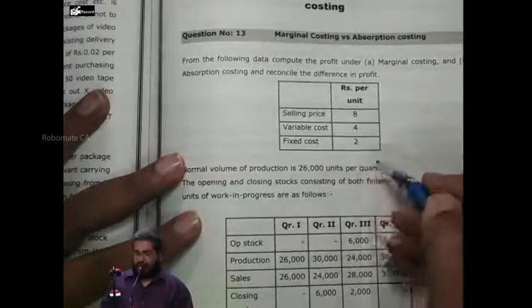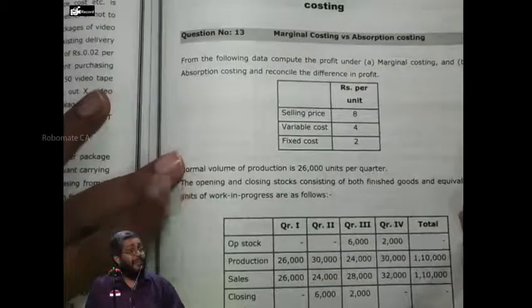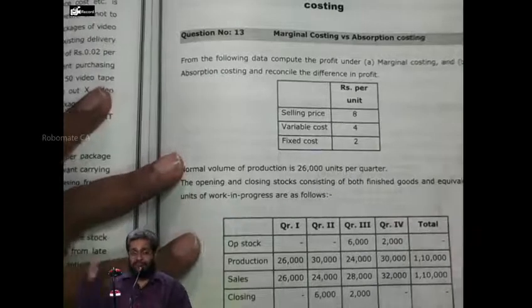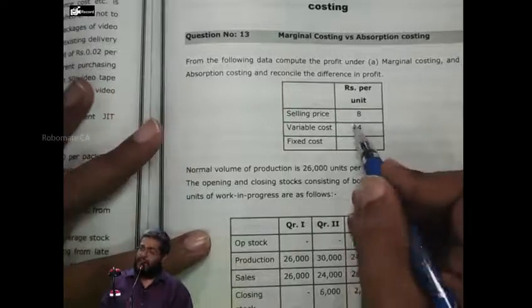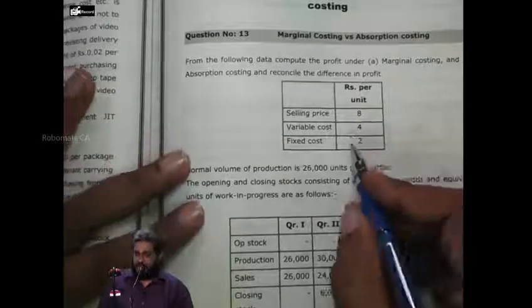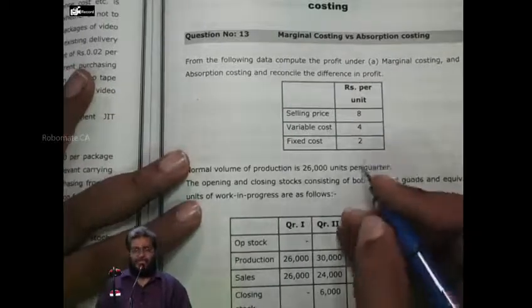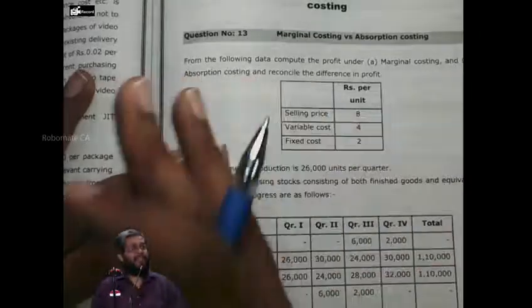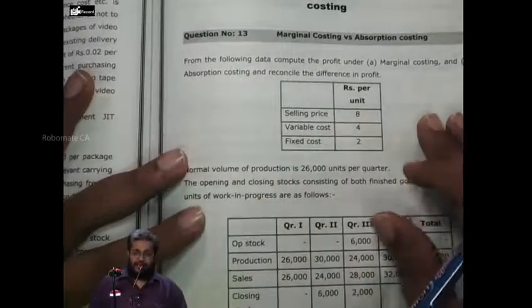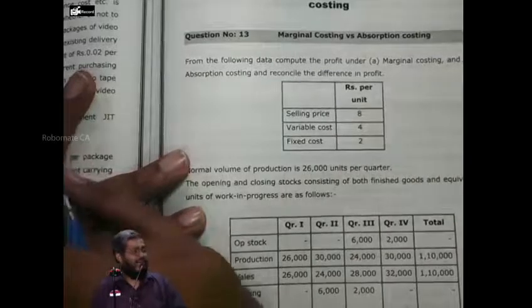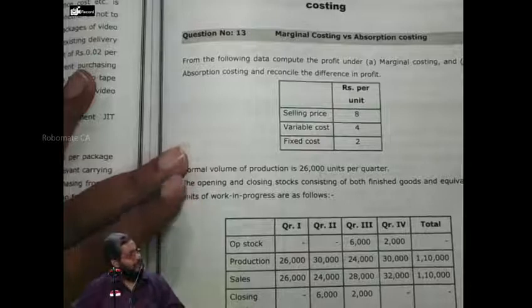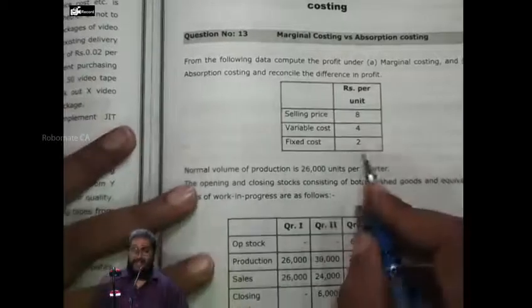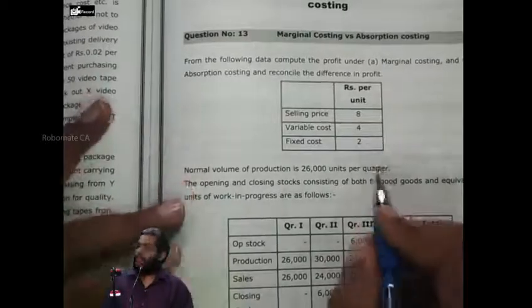Now, all the costs given, variable and fixed cost, are all manufacturing cost. Variable manufacturing costs are 4, consisting of material, labor, and variable overheads, and fixed cost consists of fixed manufacturing overheads. Understand that the cost given in the sum is manufacturing cost. It is silent about administration and selling. You are assuming it to be 0 for doing this sum. Point number 1. Yes, point number 2.